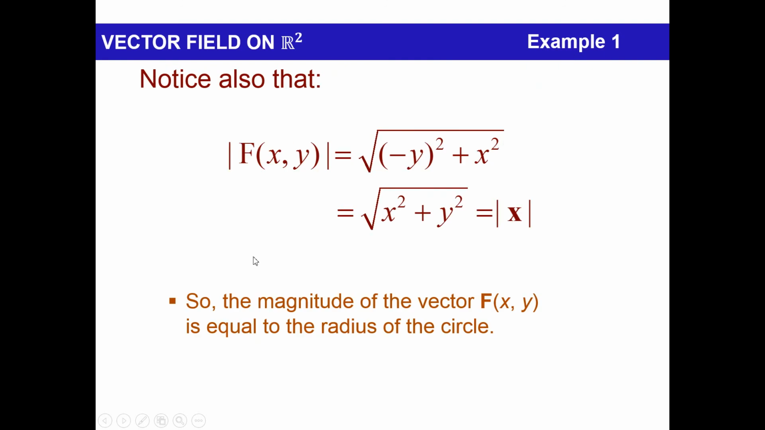Okay, also notice that the absolute value of F(x,y) is equal to again the absolute value of x. So the magnitude of the vector F(x,y) is equal to the radius of the circle. Okay.